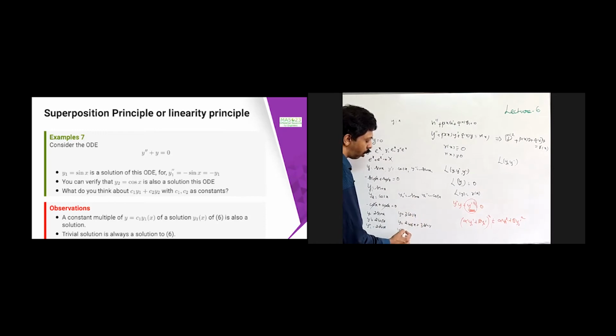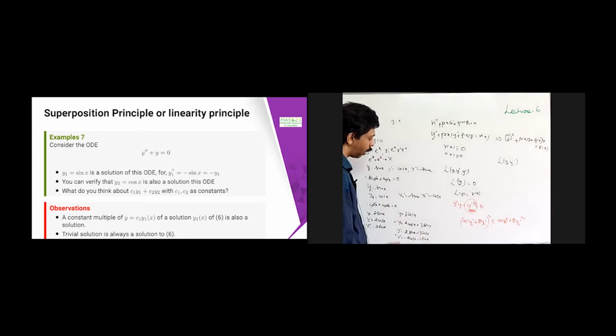So y dash is going to become 2 minus 2 sin x plus 3 cos x, and y double dash is going to become minus 2 cos x minus 3 sin x. So again, if you add these two together, this term and this term are going to cancel each other out. Therefore, this is going to be satisfied.